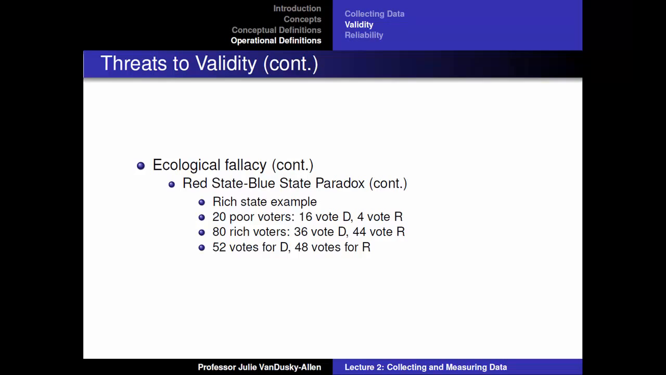The way to avoid the ecological fallacy is to collect data at the individual level instead of the aggregate level. In this case, it is better to collect data on individuals' incomes and their individual voting behavior rather than looking at average income and average voting behavior at the aggregate state level.